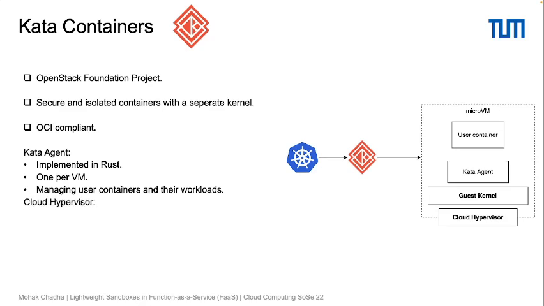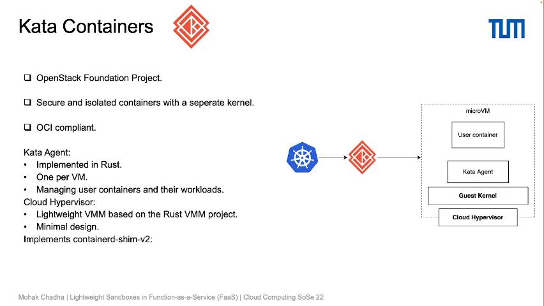And this cloud hypervisor is essentially a virtual machine monitor based on the Rust VMM project, with a minimal design. Really lightweight, so no extra support for additional hardware devices; everything is reduced essentially. And in Kata version 2.0, they implement the container shim v2, so then you have only one shim daemon per pod, as I already explained, the difference between version 1 and version 2.